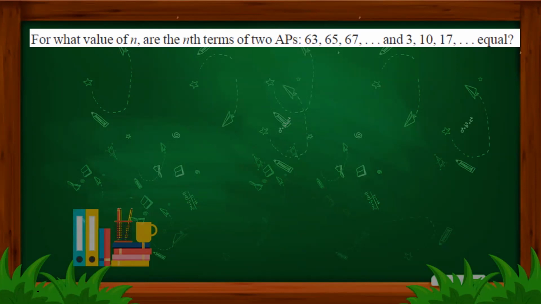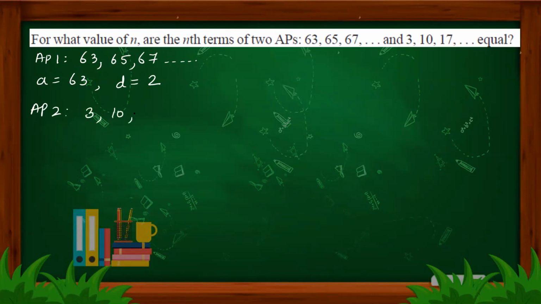There are two APs again. So your AP1 is 63, 65, 67, and so on. For this, your A is equal to 63, and if you observe, D is equal to plus 2. And there's another AP2. It says 3, 10, 17. For this, your A is equal to 3 and D is equal to 7. Out of these APs, it will come down to one term basically, wherein both these terms are going to be the same. For what value of N are the nth terms of the two APs same?